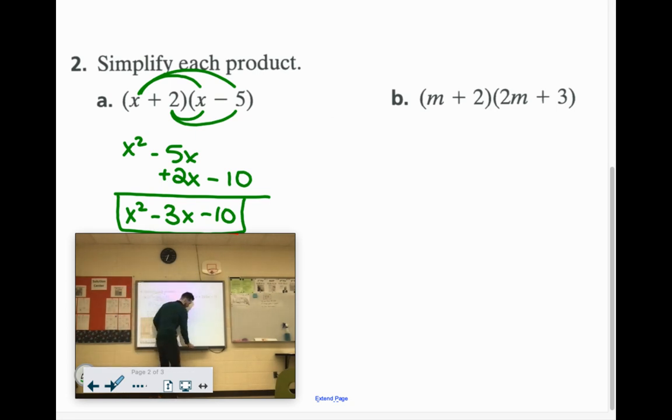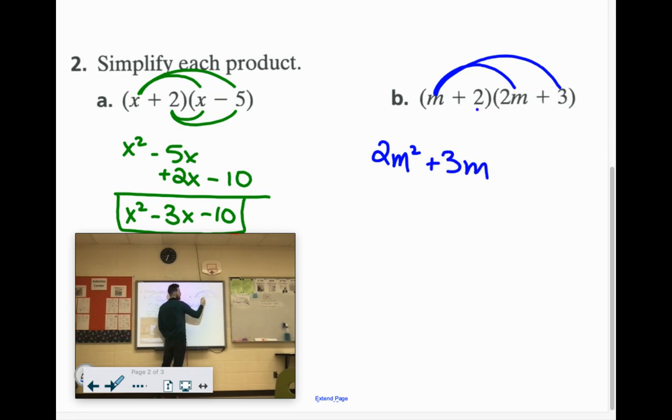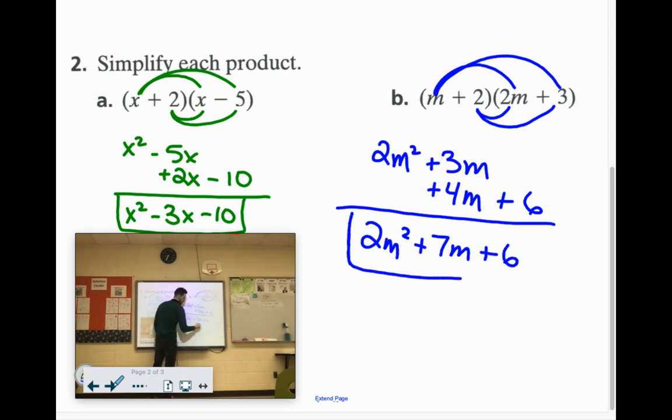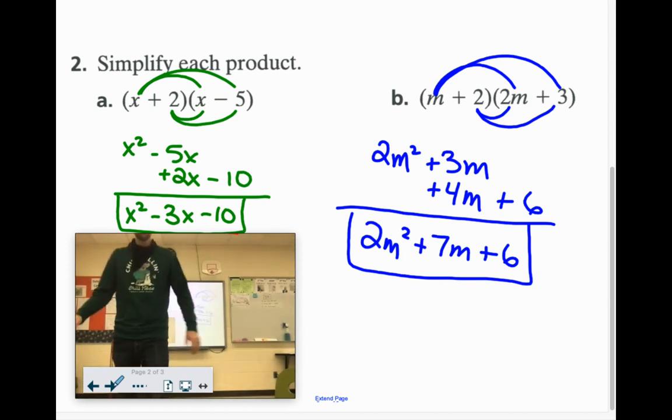And the last one, a little trickier. M times 2m would be 2m squared. M times 3 would be 3m. 2 times 2m would be 4m. And then 2 times 3 would be 6. This will give us 2m to the second plus 7m plus 6. That's it for multiplying binomials.